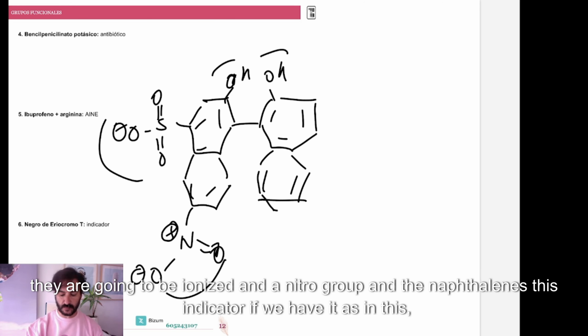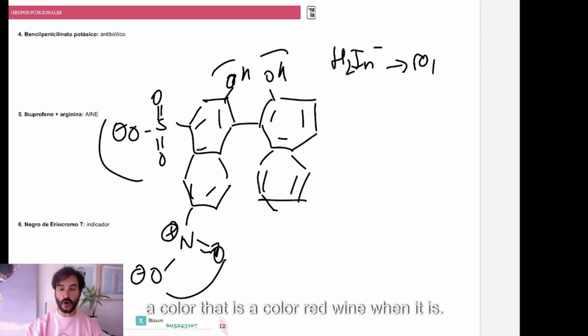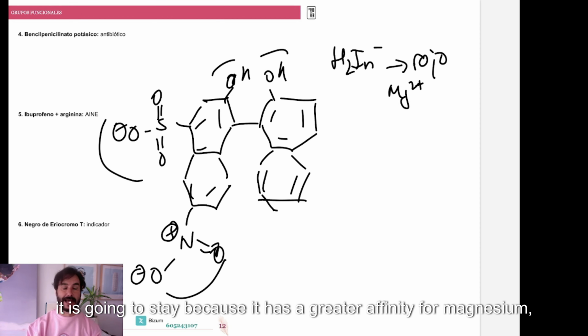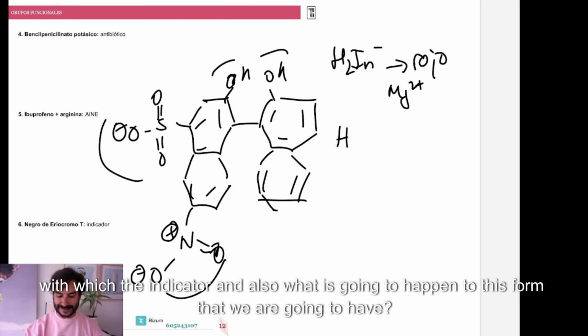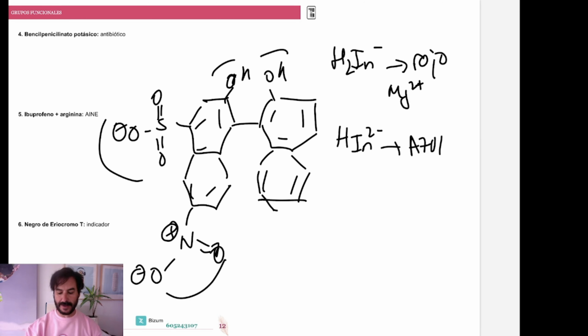And a nitro group and the naphthalenes. This indicator, if we have it in this form, which is H2In minus, is going to have a color that is a red wine color when it is bound to magnesium. Well, if we add EDTA, it is going to stay with the magnesium because it has a greater affinity for magnesium and calcium, and then it removes the magnesium from the indicator. And what is going to happen to this form that we are going to have? Well, in this form, it has a blue color, HIn 2 minus.